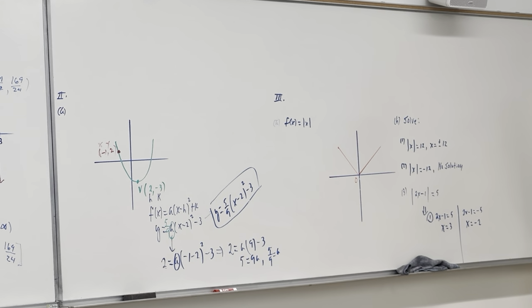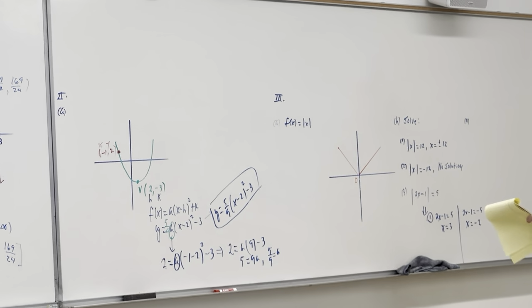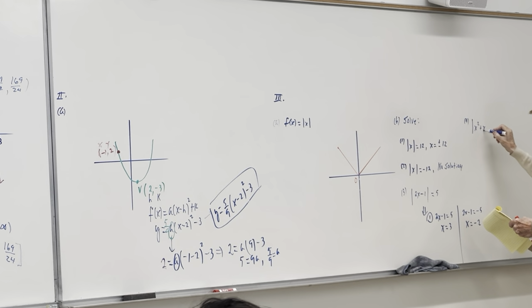Okay. Number 4. Take one of these: now it gets a little tricky on this one. Absolute value of x squared plus x is equal to 12.